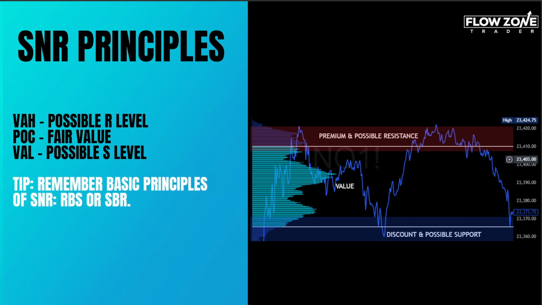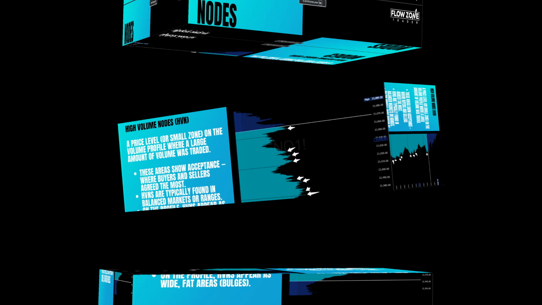All right, so you can see premium and discount, support and resistance. Keep it very, very simple. We're going to respect these levels in terms of S&R until something changes, like a breakout and a retest. And then we can flip and think about RBS, resistance becomes support, or SBR, support becomes resistance. But until that point, we always respect these value areas.